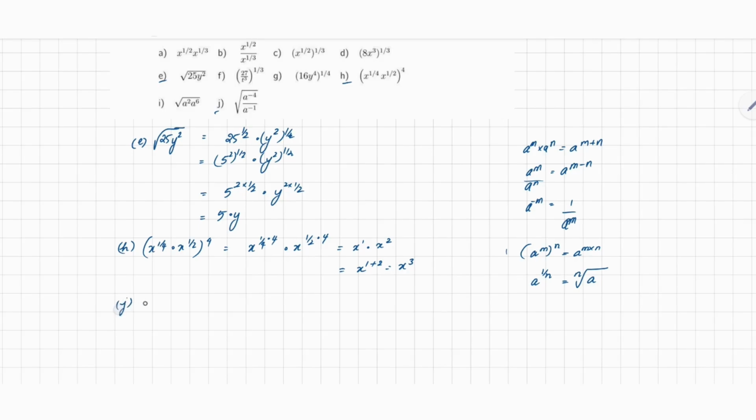Now for question J, we have square root of a to the power minus 4 over a to the power minus 1, which gives us a to the power minus 4 over a to the power minus 1, the whole raised to 1 over 2 using this formula. We can also write that as a to the power minus 4 minus minus 1, or we have minus 4 plus 1, that's minus 3. So that's a to the power minus 3 over 2. And that's your final answer.